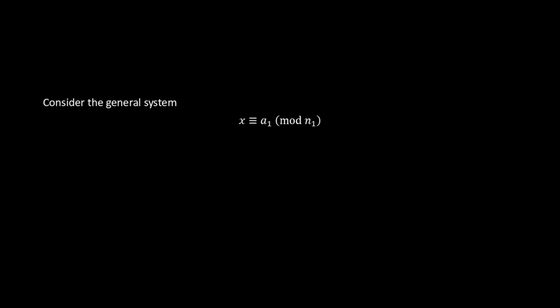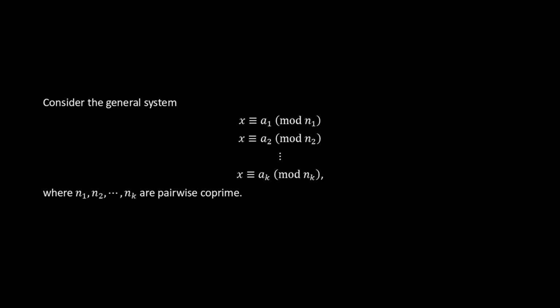Here is the setup. Consider the general system x ≡ a1 mod n1, x ≡ a2 mod n2, up to x ≡ ak mod nk, where n1, n2, up to nk are pairwise coprime. Define n = n1 n2 up to nk. Then for each i, define Ni = n over ni. Let's first deal with the existence of the solution.